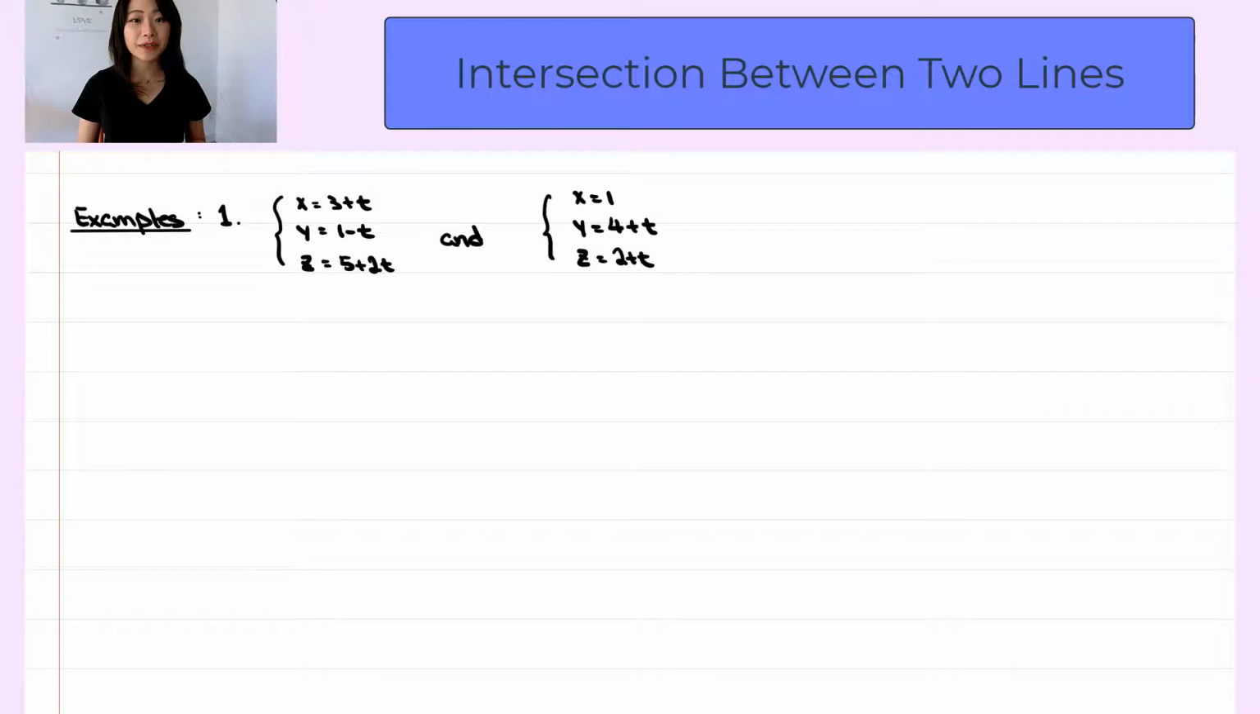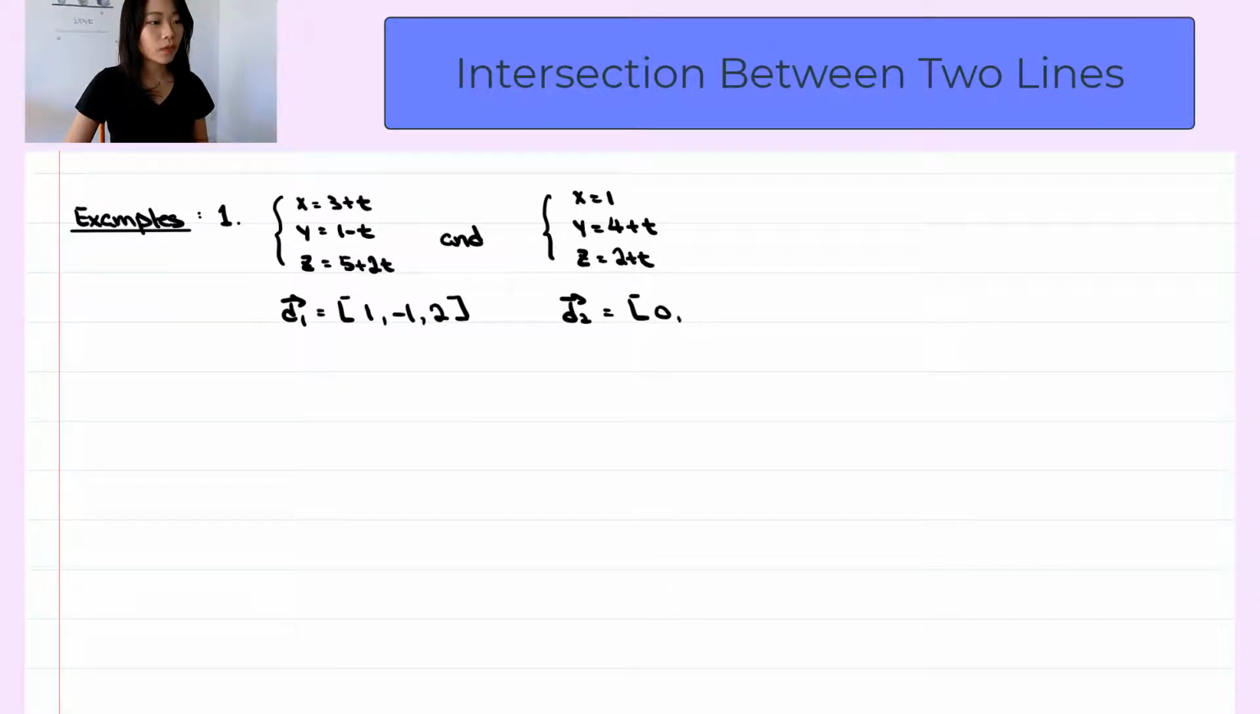Now let's look at two examples. The first one, we have two lines in parametric form. We want to find their intersection point. So first of all, we need to determine whether the two lines are parallel or not. To find whether they are parallel or not, we need to find their direction vectors and check whether the components of the direction vectors are proportional. From the first line, direction vector D1 has components of 1, -1, and 2. And the direction vector from the second line, D2, has components of 0, 1, and 1.